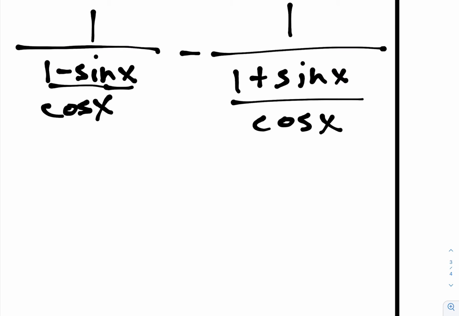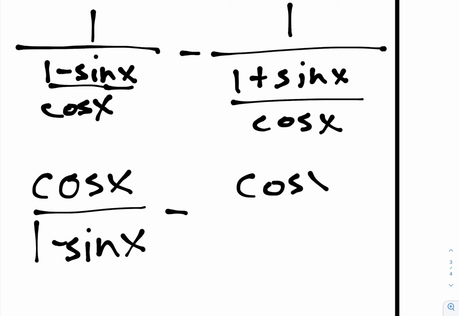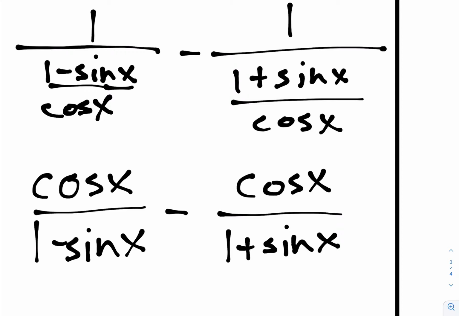So 1 over 1 minus sine x over cos x, that's just going to be 1 times cos x over 1 minus sine x. Okay, and then we're going to do the same thing over here. We're going to flip the top and the bottom. It's going to be cos x over 1 plus sine x.